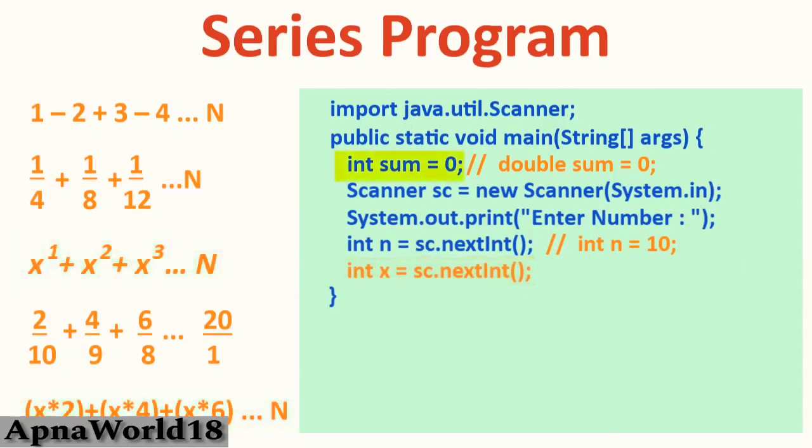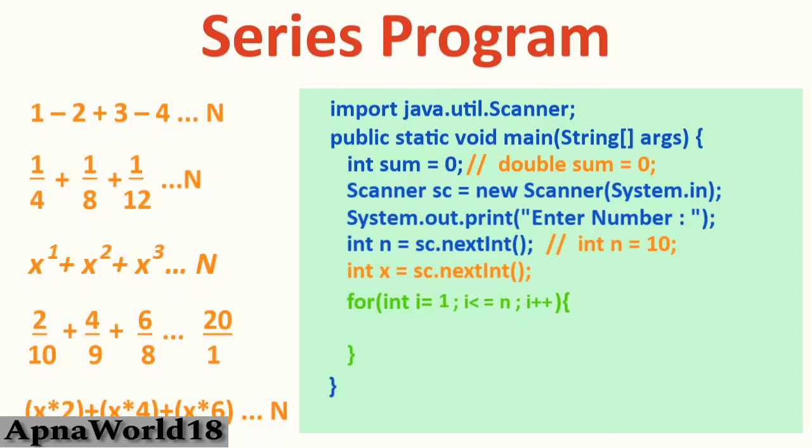Now in this sum variable, we have to add each term of the series one by one, so we will have to set up a loop. How will we set up this loop? We will set up a loop from i equal to 1 to i less than or equal to n. You can also set up this loop from 0 to less than n if you are comfortable working with 0. The idea is to make sure the loop runs n times.